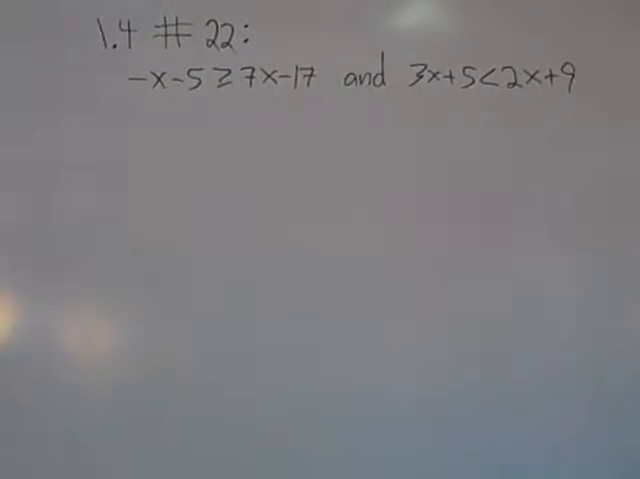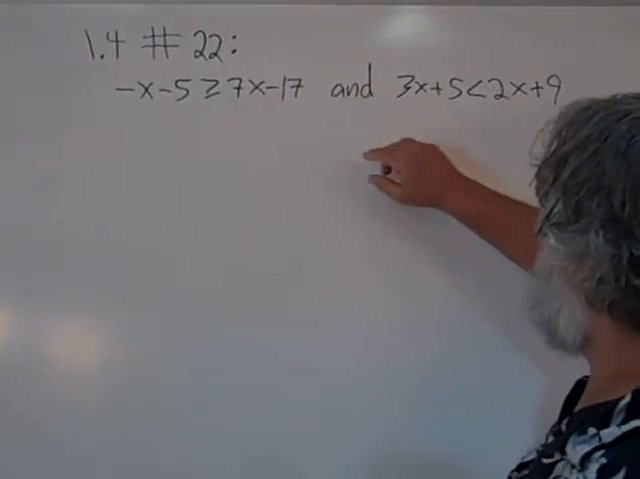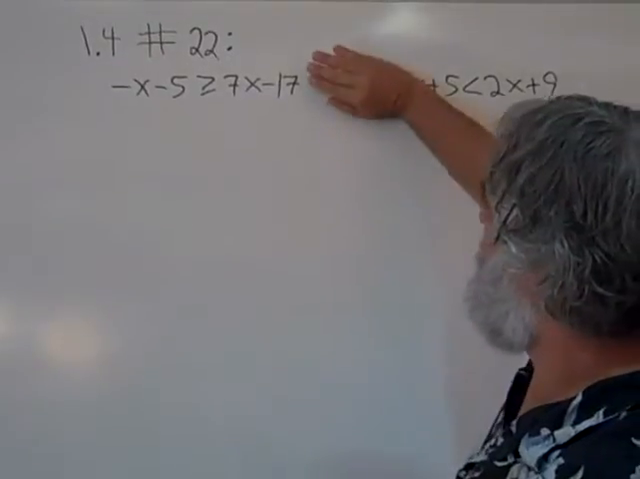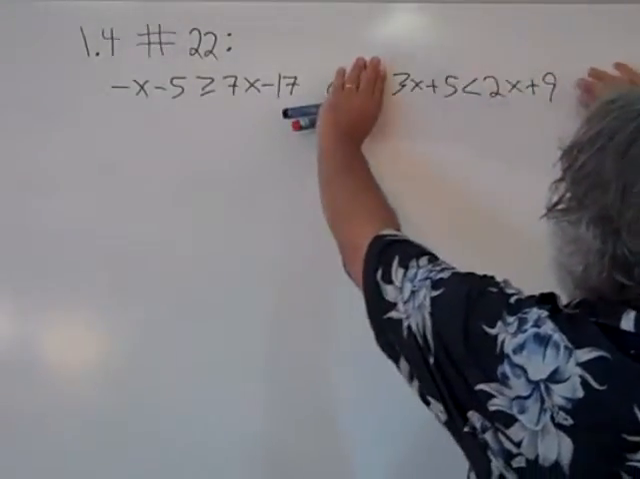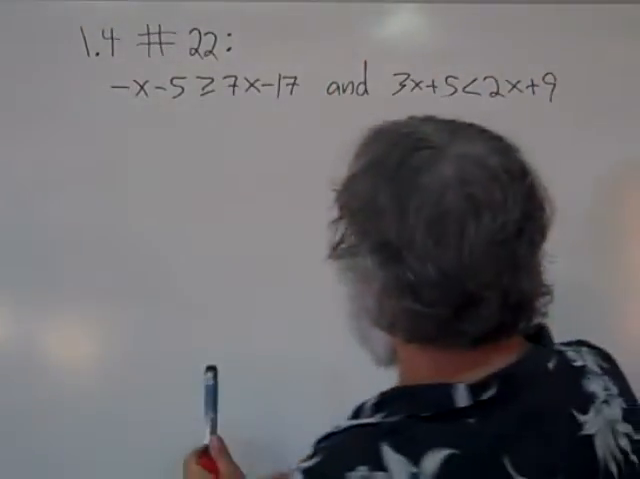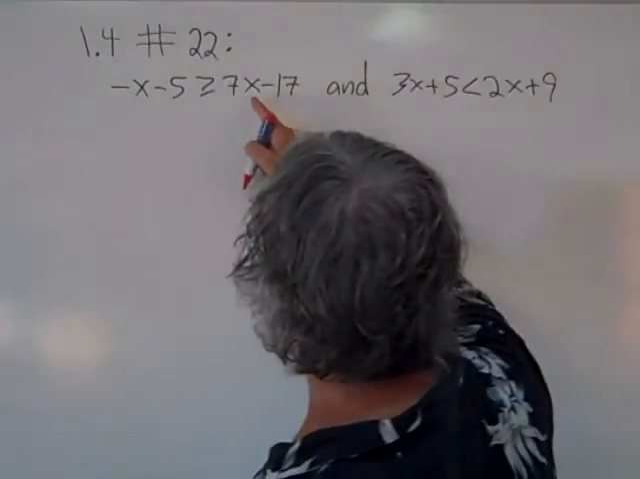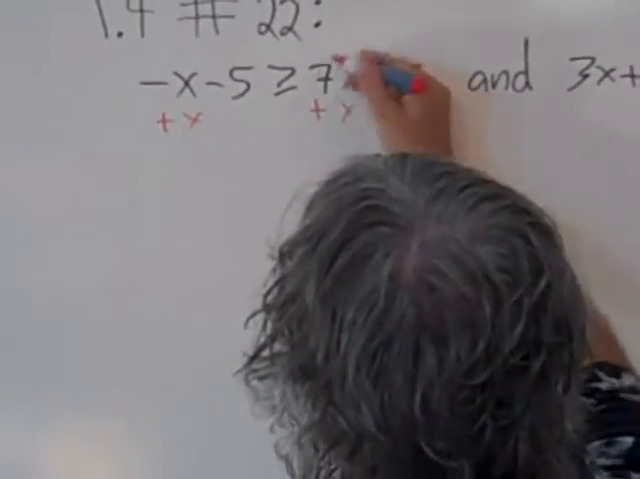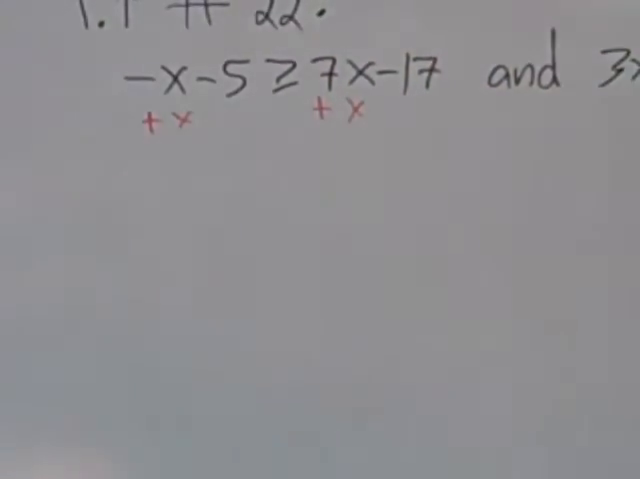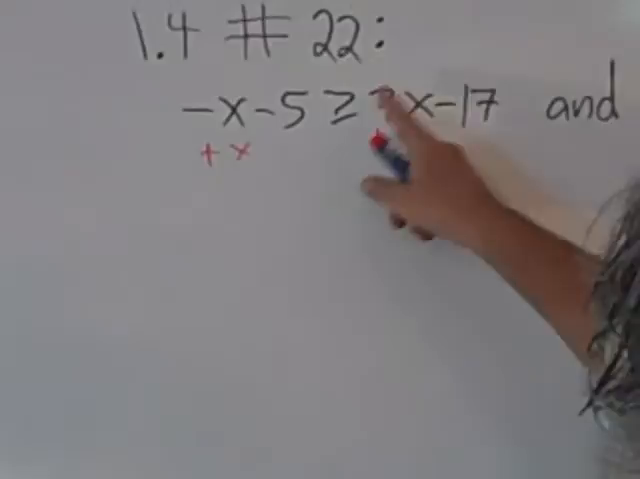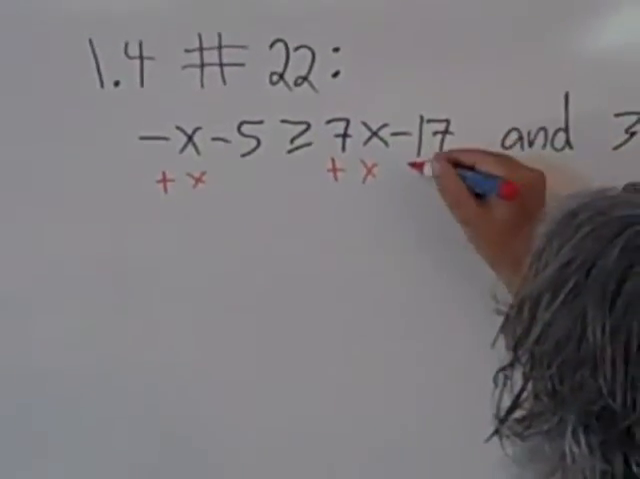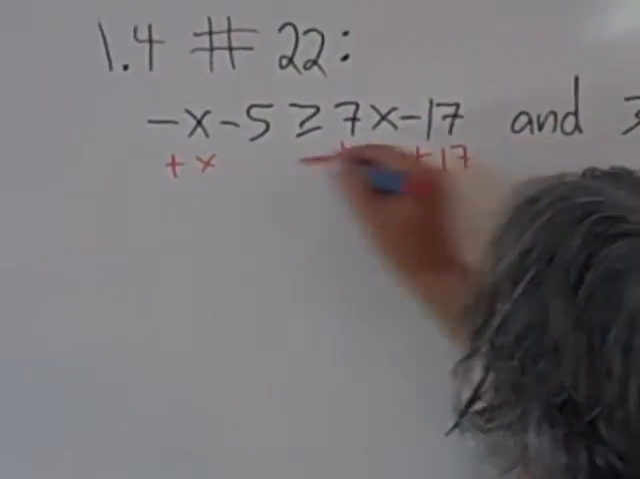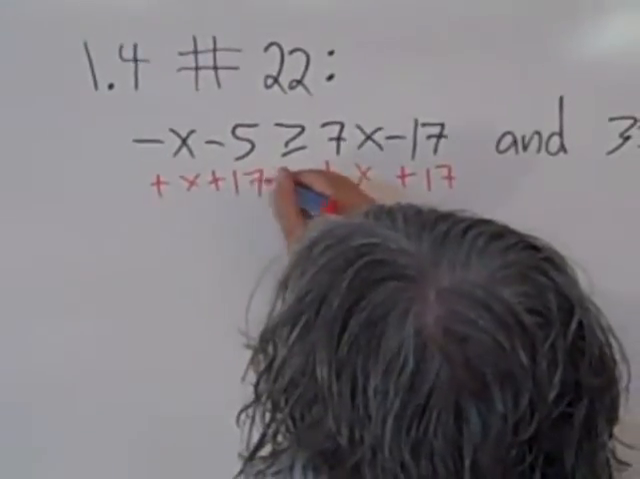So once again we have two linear inequalities in this conjunction of them, so we want to solve this linear inequality and this one separately first. For the first one we want to get all the x terms together, so I'm going to add x to both sides. That way we end up with a positive number of x terms, which makes life a little bit simpler. That moves all the x's to the right side, so we don't want the 17, so I'll add 17 to both sides.